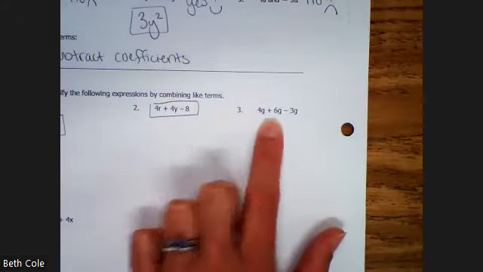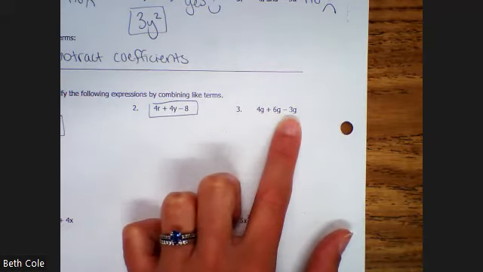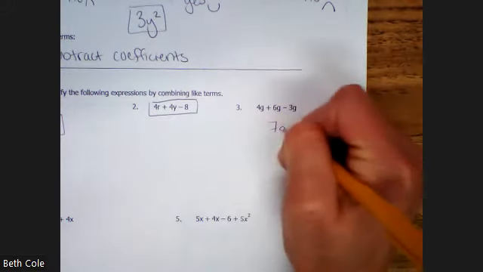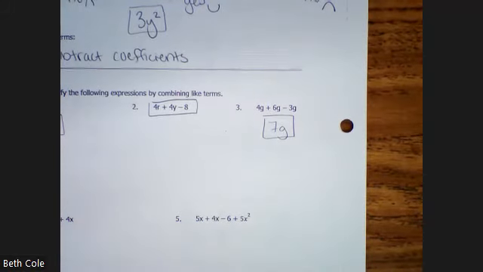All right, 4g plus 6g minus 3g. Those will all go together. Yes, sir. Yeah, good, because 4 plus 6 would be 10, and then minus 3 would be 7, so 7g. Sounds like we're talking about the phone networks or whatever, like 4G or whatever.